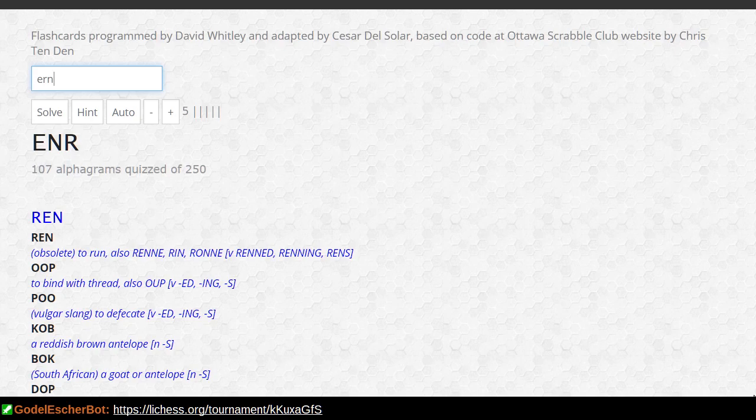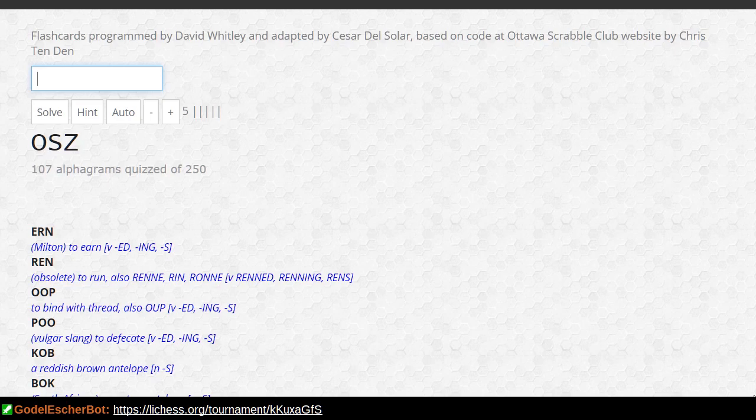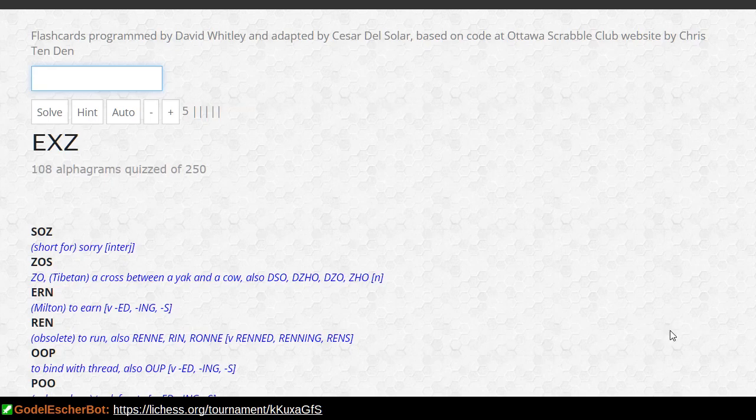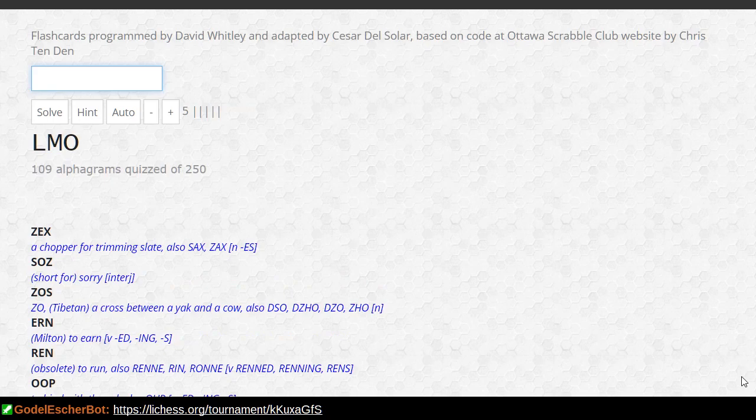Is Bopo valid? What is oop? To bind with thread. Ren to run. Okay. Is ERN valid? Milton to earn. What is the Milton Dictionary? I've not heard of it. Zoes. So it's Zo, a cross between a yak and a cow we saw in the two letter word list. No idea. S-O-Z. Short for sorry. We've seen this before. We've seen Zex before. A chopper for trimming slate. That's a pretty heavy-duty chopper, because slate being a rock requires a special kind of chopper.